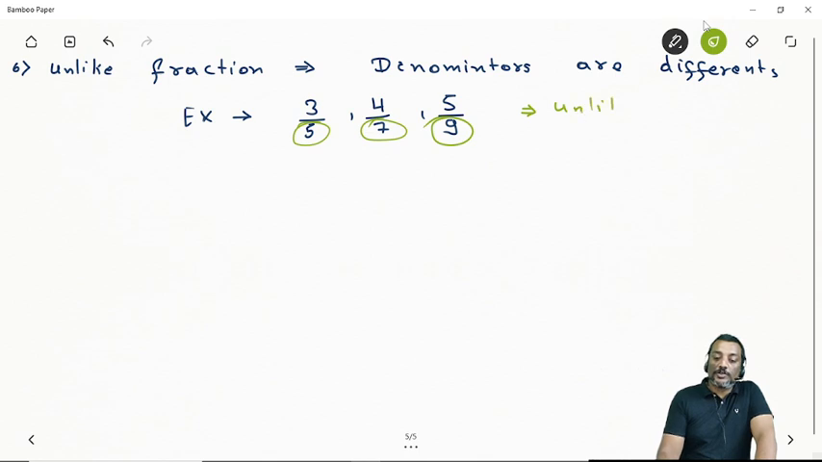Okay. So unlike fractions cannot be compared directly. So we have to use LCM to do that. We will see this in the coming classes. Okay, hope you understand.